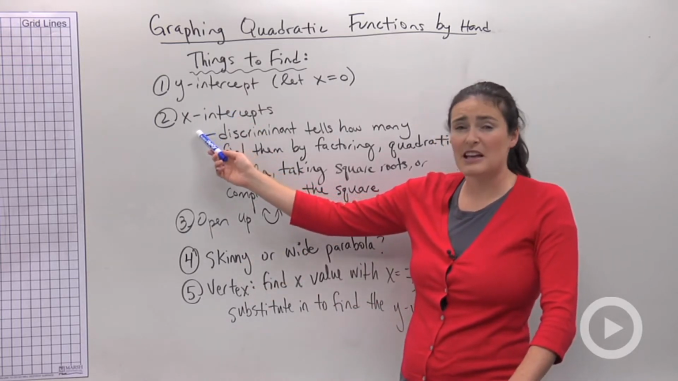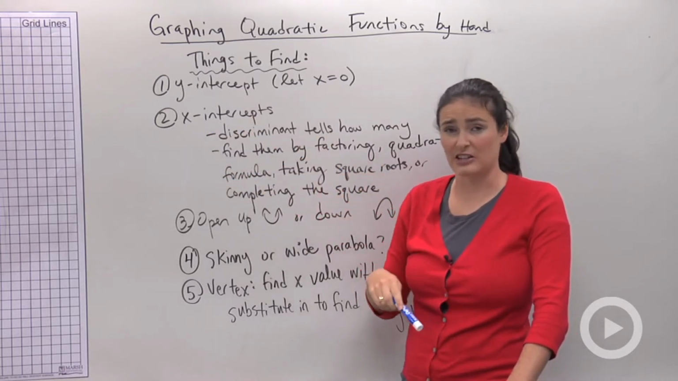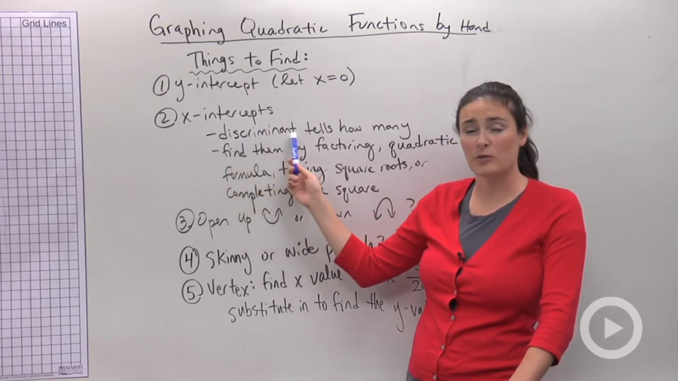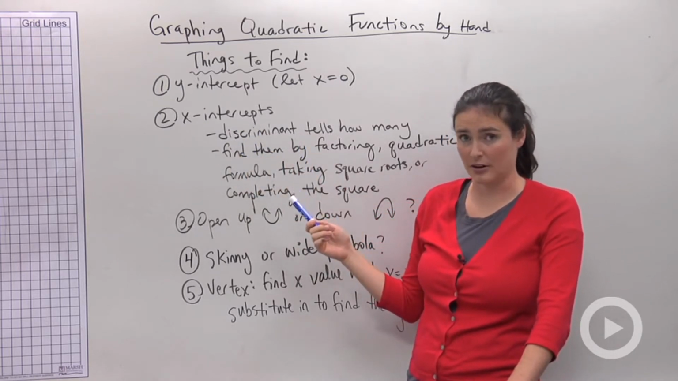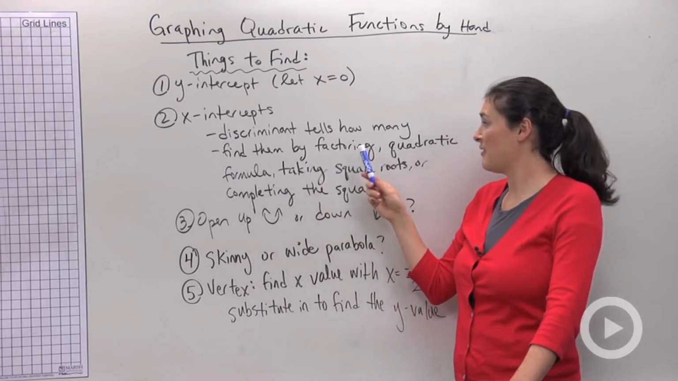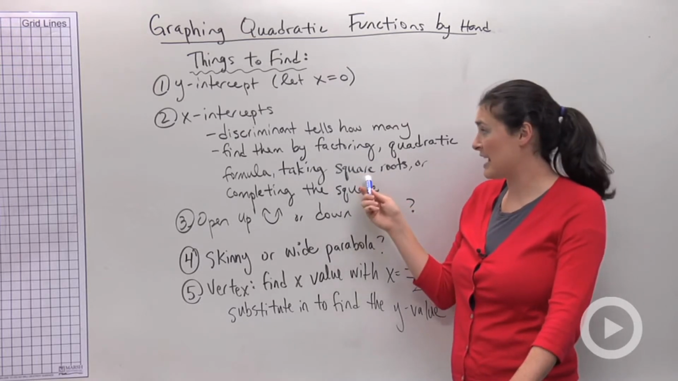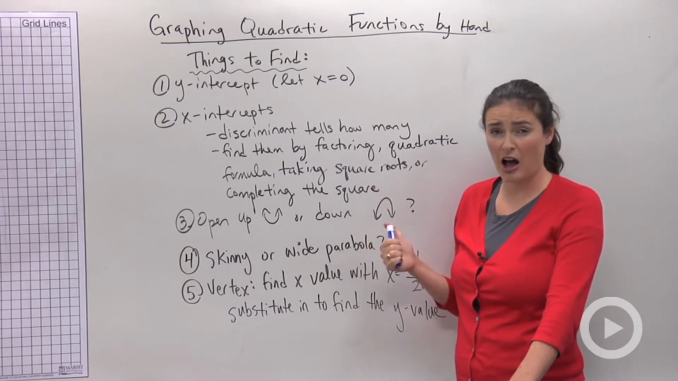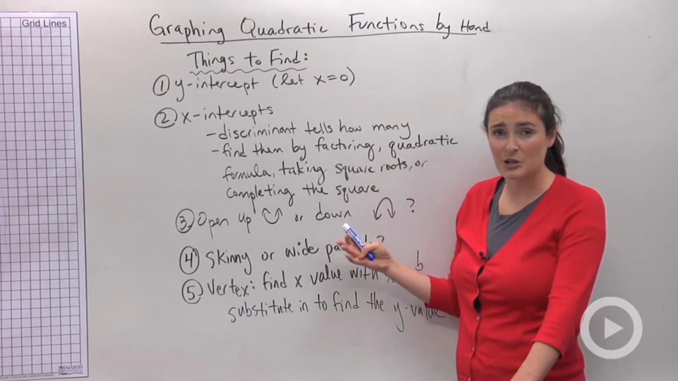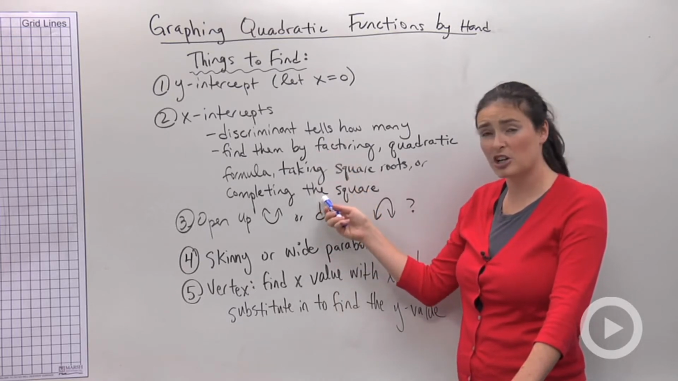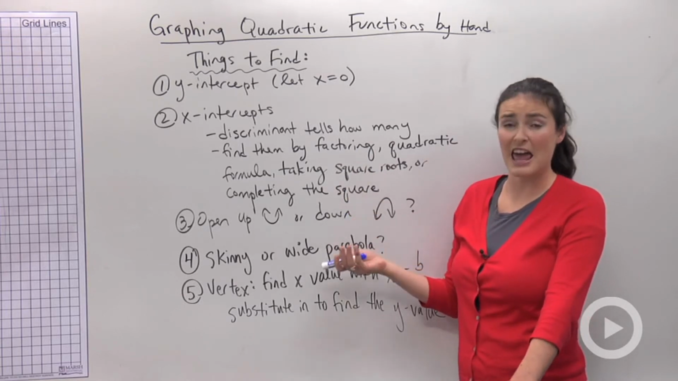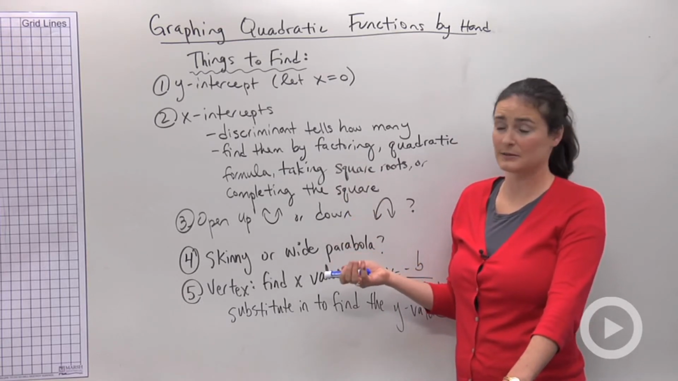The X-intercepts has to do with all the stuff you've been studying in your study of quadratics. To find the X-intercepts, you could use the discriminant to tell you how many X-intercepts there are. And then to find the actual X-intercepts, you have a choice of what method to use: factoring, the quadratic formula, taking square roots, or completing the square. Those are all options to you. They all take different amounts of time. Some of them are easier for certain problems than others. So something you're going to want to be practicing is being able to tell which method to use in which circumstances. And your teacher's hopefully helping you with that in class.